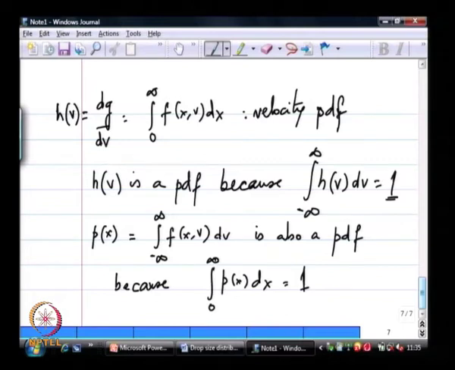So, this p of x is where I have integrated out the probability in the velocity space. I do not care what it is, this is a mathematical statement. What it physically means is that I do not care what the velocity is, tell me what the probability is of finding a drop in the size x to x plus dx. And that probability divided by dx gives me the probability density. That is what this p of x is.